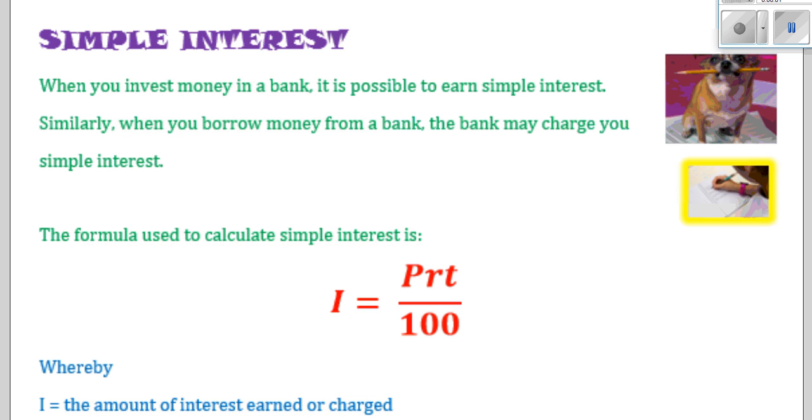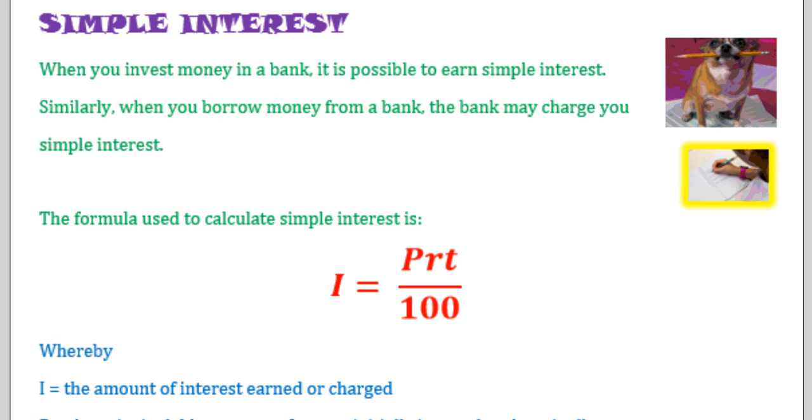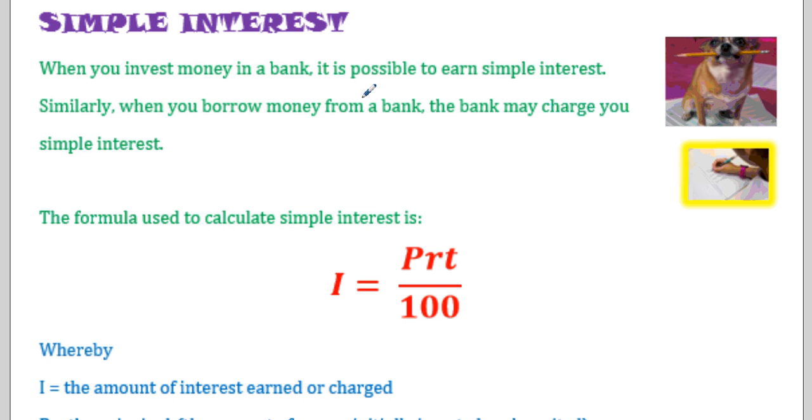This is a very quick lesson on simple interest. So moving into the finance world now. At your age you might not realize this, but when you become an adult, when you invest money in a bank, it is possible to earn a thing called simple interest.